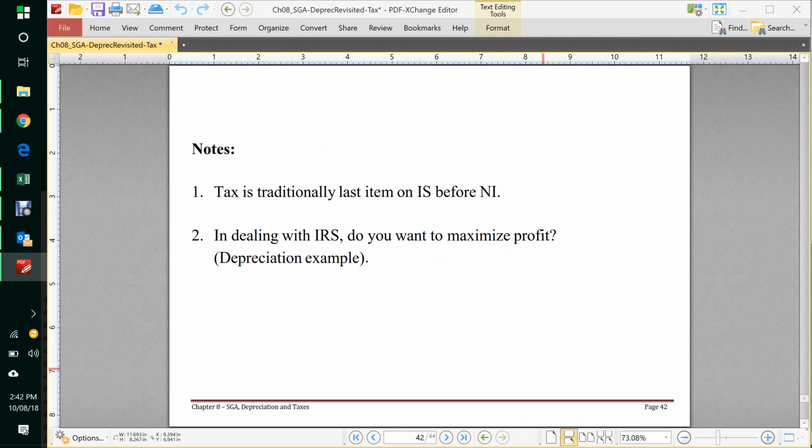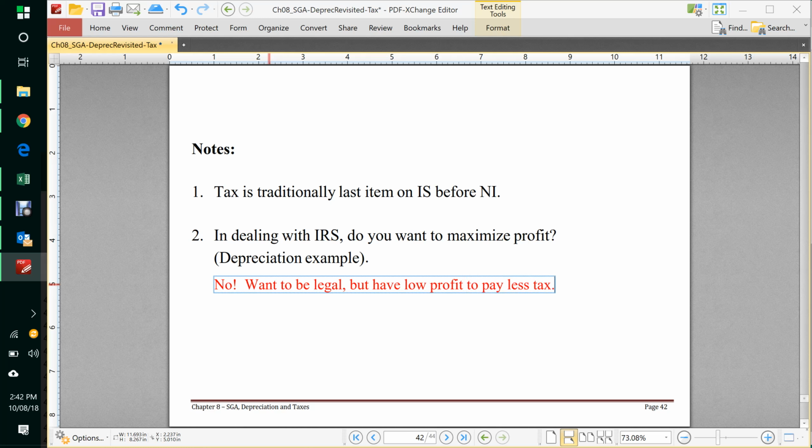Okay, and let's see, we talked about this. In dealing with the IRS, do we want to maximize profit? No, right? In dealing with the IRS, we want to be legal, right? But have small profits, right? Have low profit to pay less tax.